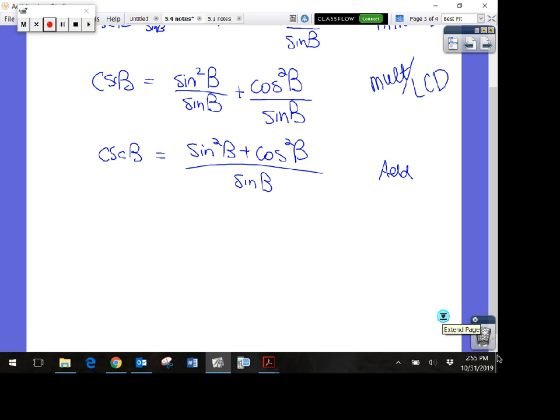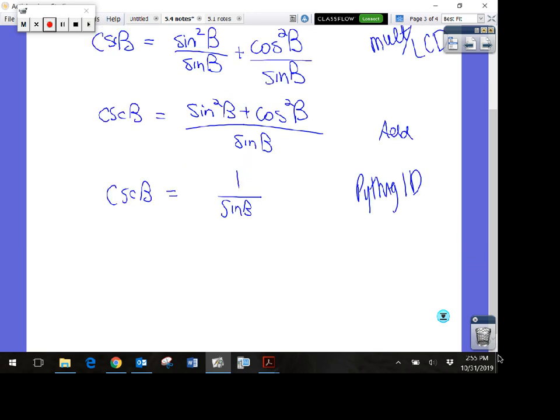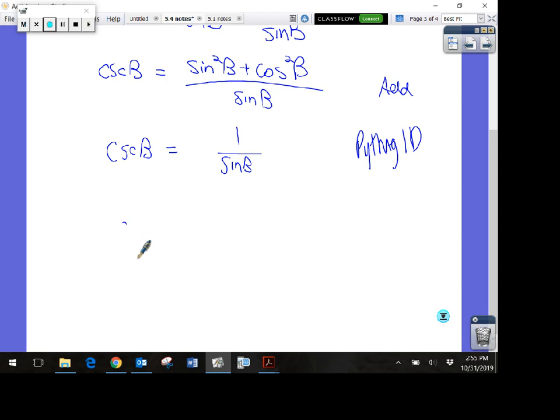Now that I've combined those, I can use my Pythagorean ID to say 1 over sine B. And again, why was I able to write 1 in the place of that? That's my reason over here. Pythag ID. And now cosecant B equals cosecant B because of the reciprocal ID. So it has to be reciprocal ID right there. That is what that is.